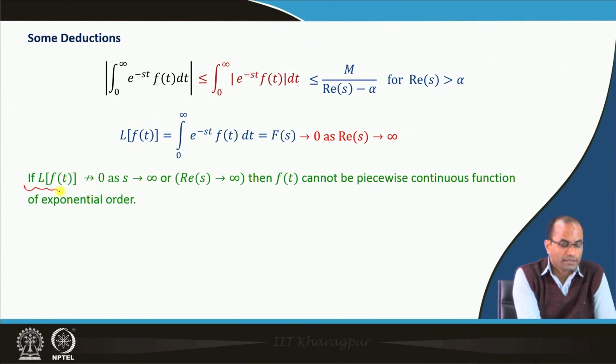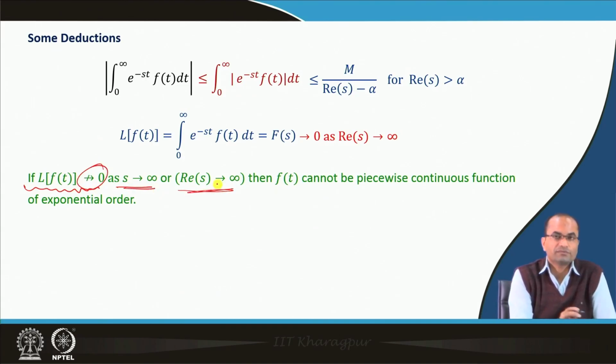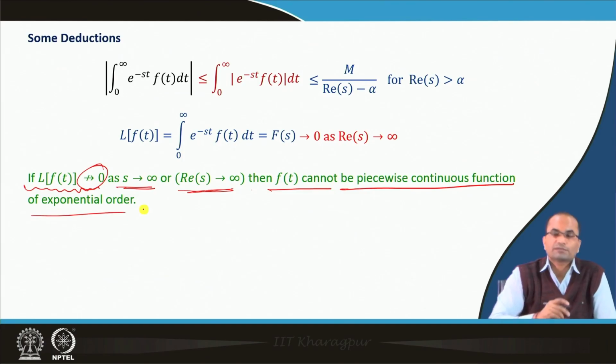So, if we find that the Laplace transform of f(t) does not go to 0, for instance, as s goes to infinity, or real s goes to infinity in the general case, then f(t) cannot be a piecewise continuous function of exponential order.